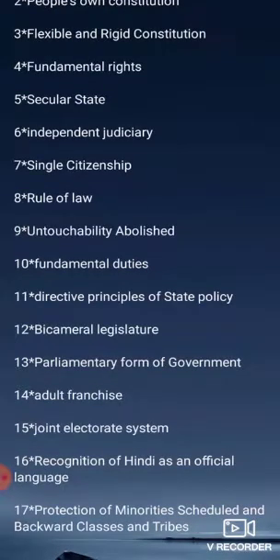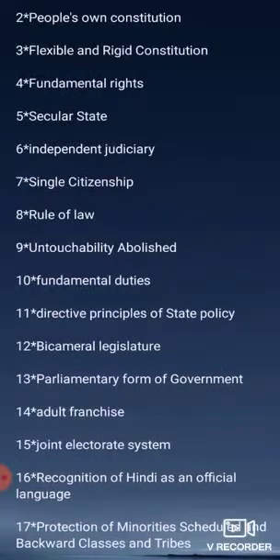So dear students, we have discussed 17 different salient features of our constitution. So I request you to listen to it twice and thrice to understand all these features.